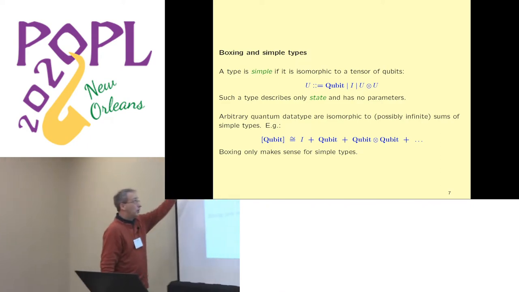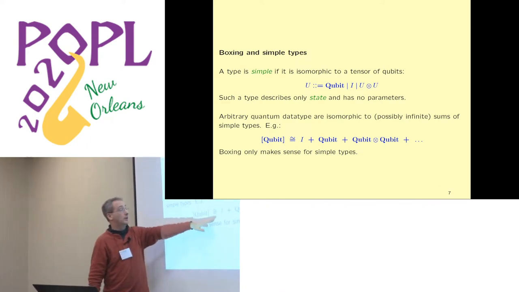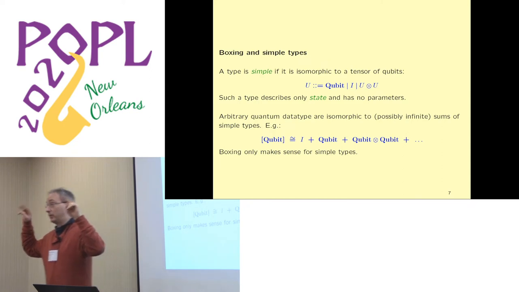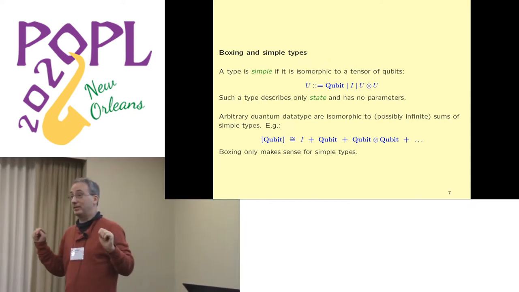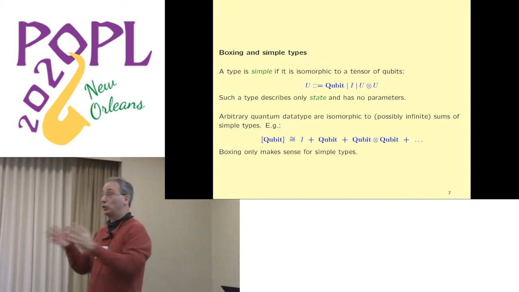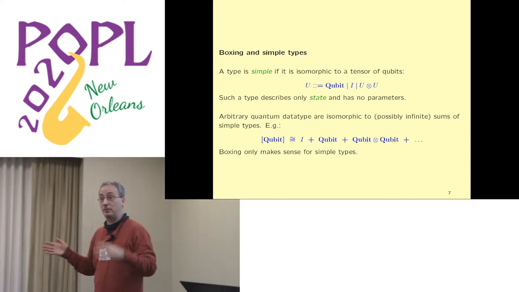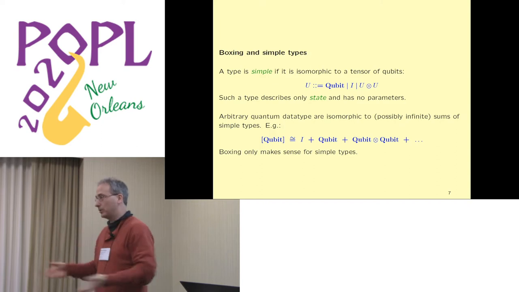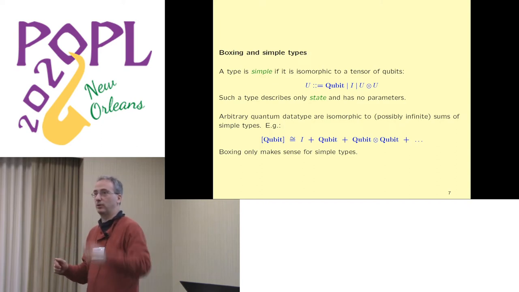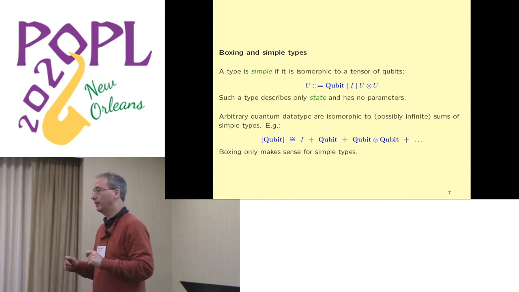Now, the problem with boxing is that boxing really only works for simple types. A type is simple if it's basically a tuple of qubits. What kind of thing could a circuit have as an input or an output? A particular circuit can have maybe 3 qubits as the inputs and 4 qubits as the outputs, right?